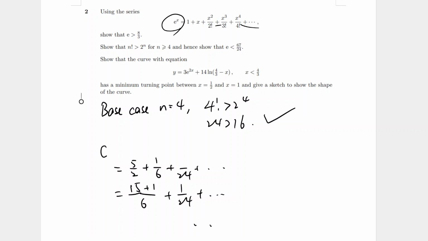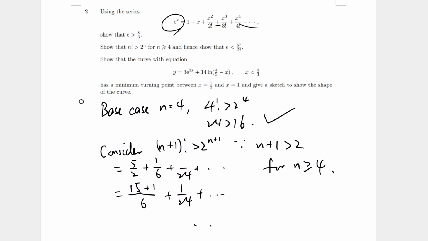Now, consider the n plus 1 case. So n plus 1 factorial is obviously bigger than 2 to the n plus 1, because n plus 1 is greater than 2 for n greater or equal to 4. That's obviously a really sketchy proof, but you get the idea. On the left hand side I multiply by n plus 1, on the right hand side I multiply by 2, and none of the numbers are negative, so I don't change the sign of the inequality. Because n plus 1 is greater than 2 for n greater or equal to 4, the inequality still holds.